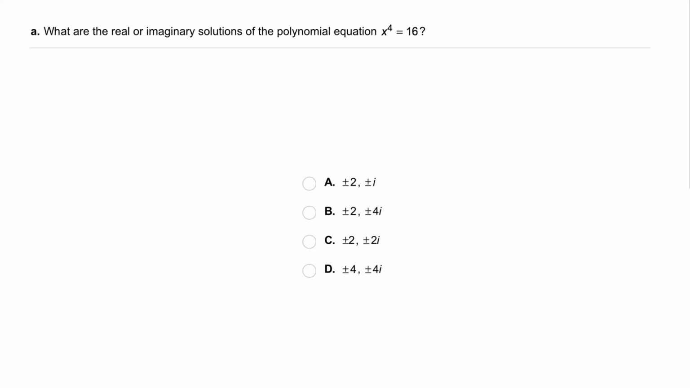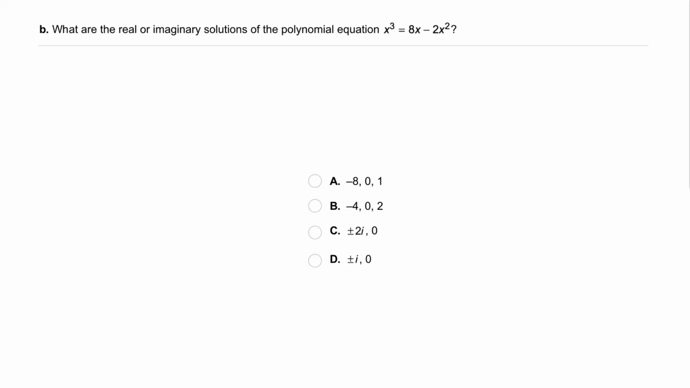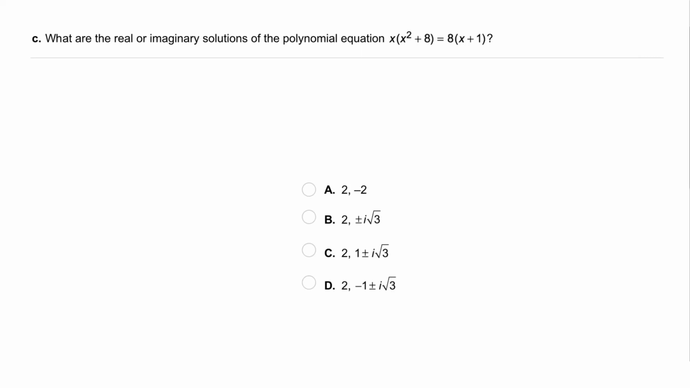Your turn, part A. What are the real or imaginary solutions of the polynomial equation x to the fourth equals 16? Part B. What are the real or imaginary solutions of the polynomial equation x cubed equals 8x minus 2x squared? Part C. What are the real or imaginary solutions of the polynomial equation x times the binomial x squared plus 8 equals 8 times the binomial x plus 1?